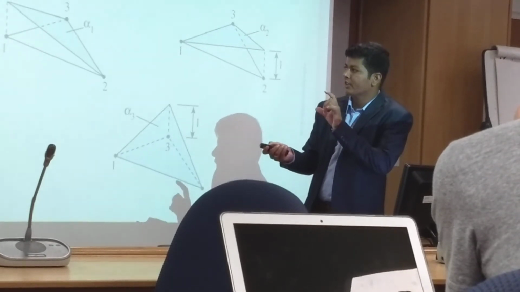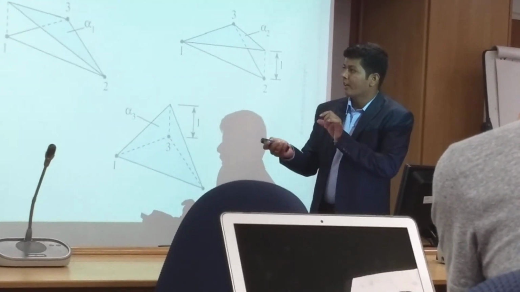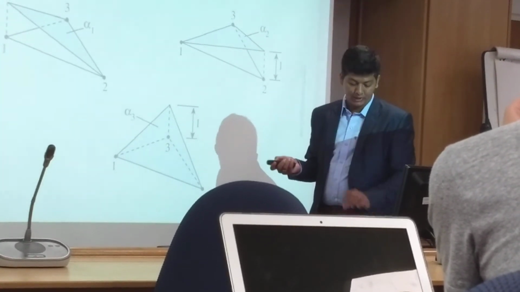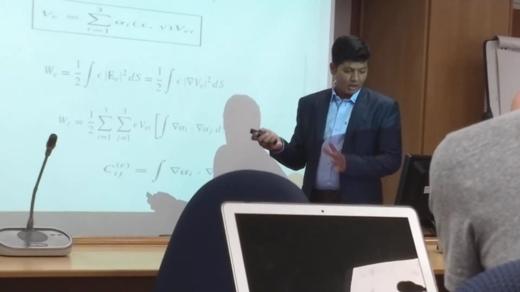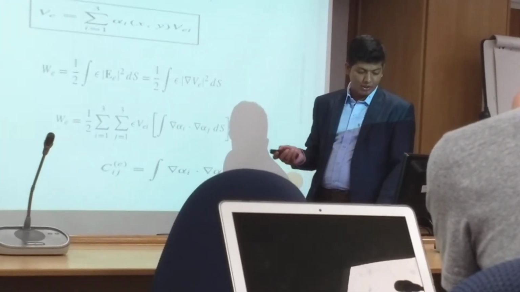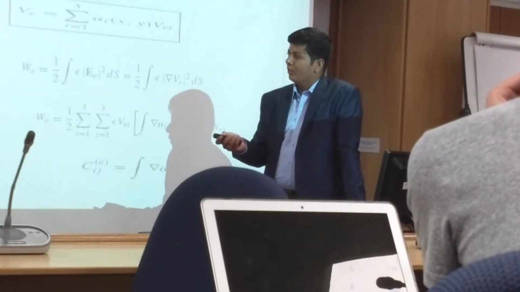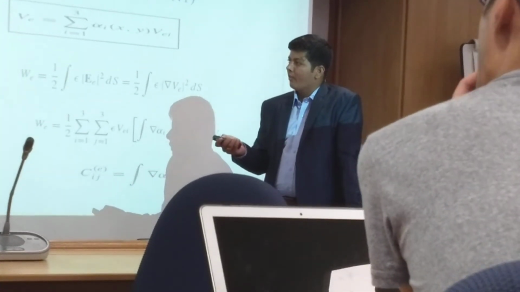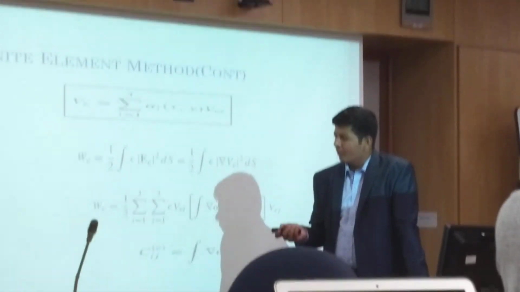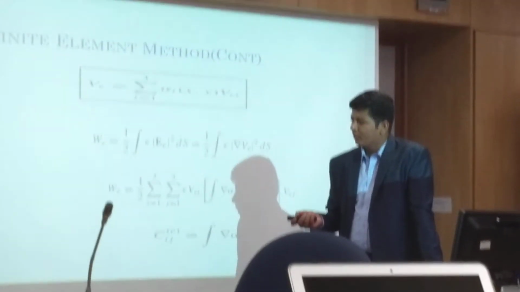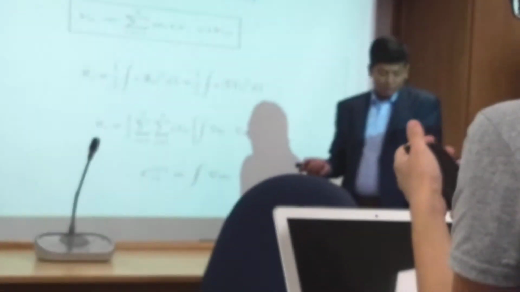So alpha functions, shape functions are there, alpha 1, alpha 2, alpha 3. These are the shape function variations. So we have to work with the simplified V equal to the sum over i equals 1, 2, 3 of alpha i times V i, with x, y. So these are the energy equations over there. And we are forming the local coefficient values with respect to the shape function. So these are the local coefficient values over there.